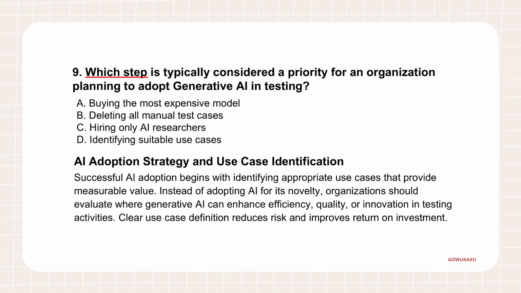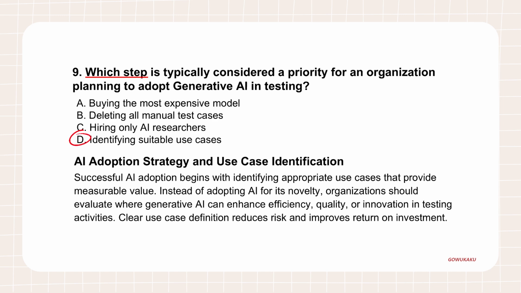That's usually option A, buying the most expensive model. Option B, deleting all manual test cases. C, hiring only AI researchers. D, identifying suitable use cases. Your answer is D, identifying suitable use cases. Why is that the priority? Why not just get the tech and figure it out later?